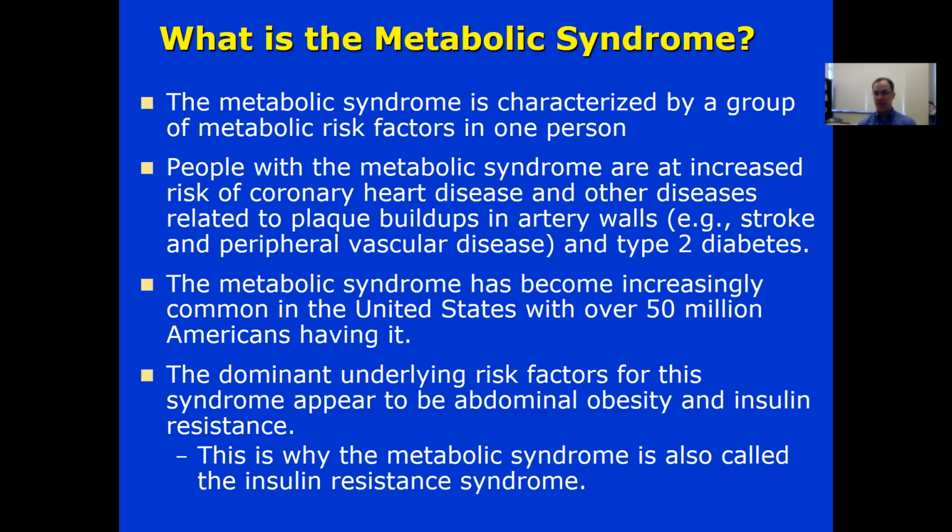And the dominant underlying risk factor for this syndrome appears to be abdominal obesity, the visceral fat, a large waist circumference, and insulin resistance, which we talked about before. So it's why the metabolic syndrome is also called the insulin resistance syndrome. Back in the day, it used to be called syndrome X, but now it's changed to metabolic syndrome.